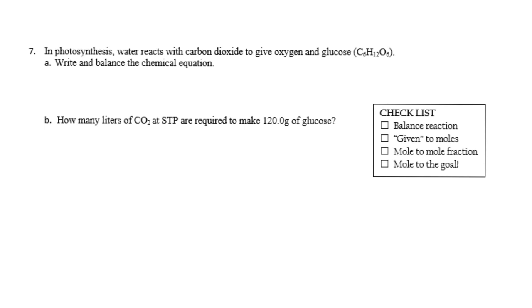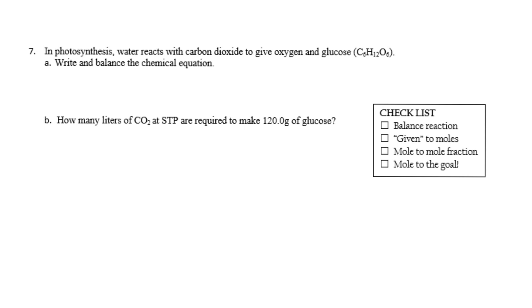Question 7: in photosynthesis, water reacts with carbon dioxide to give oxygen and glucose, and it gives us the formula for glucose. A, write and balance the chemical equation. This is the first example where we actually have to balance the reaction and write the reaction. So with our checklist, the first thing we're going to do is get our reaction written and balance it, and then we can check that off.